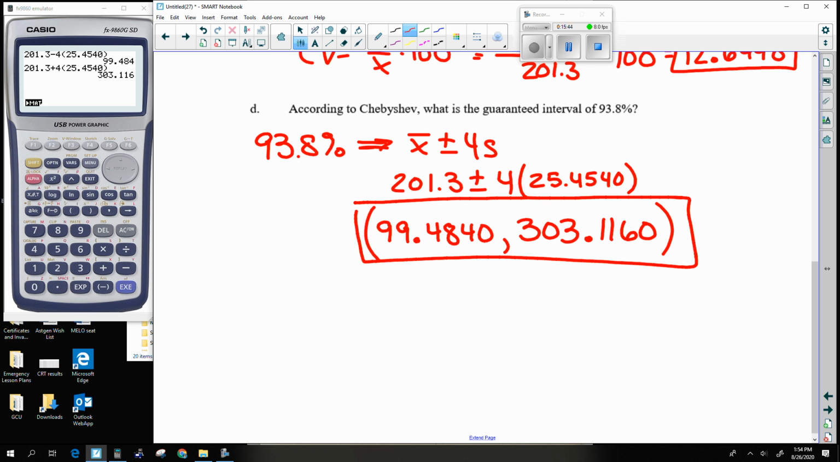So what is the interval? That will be 93%. That's 99 to 303.